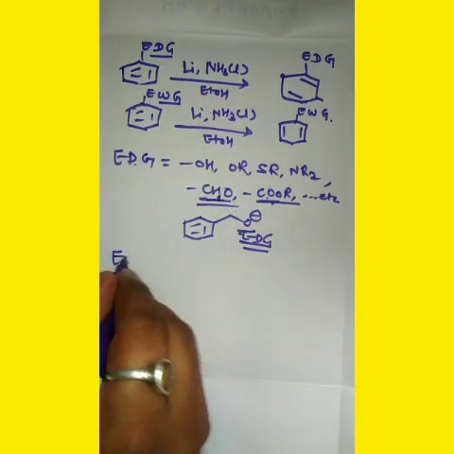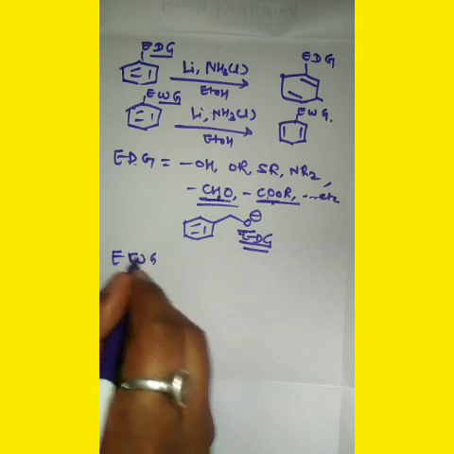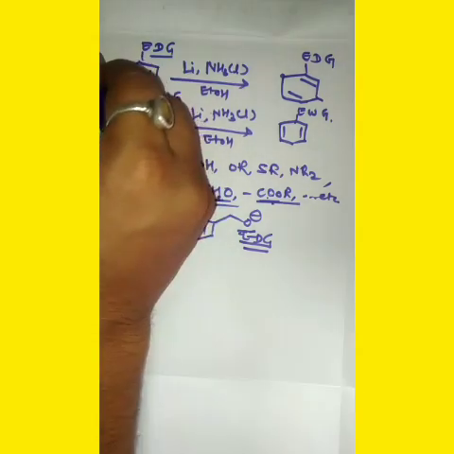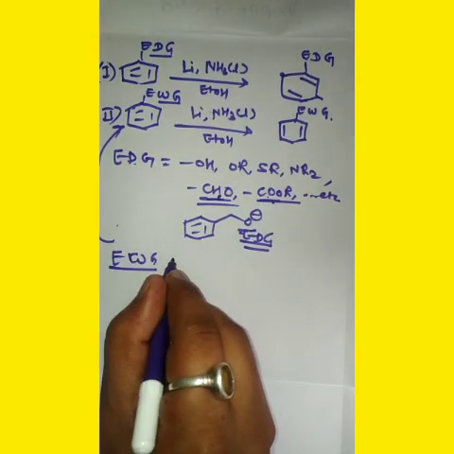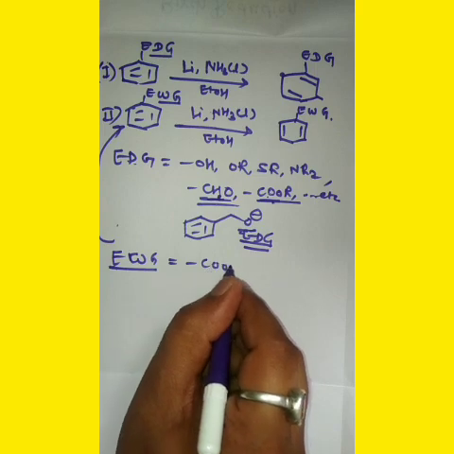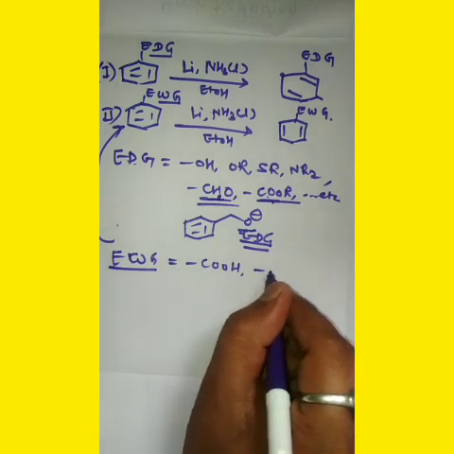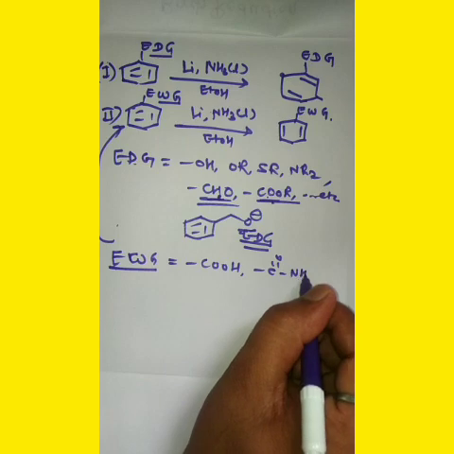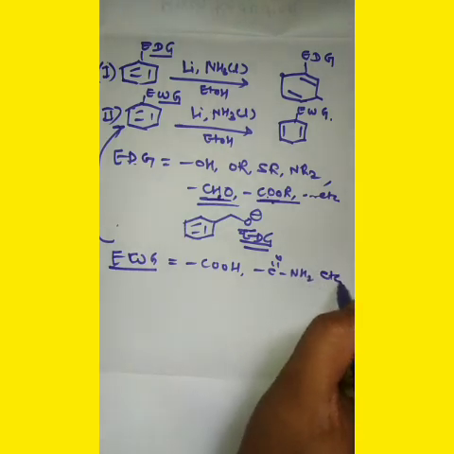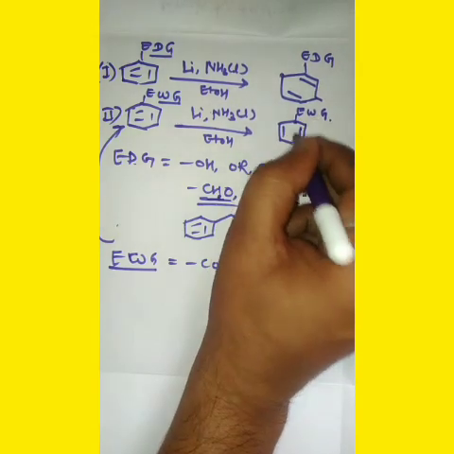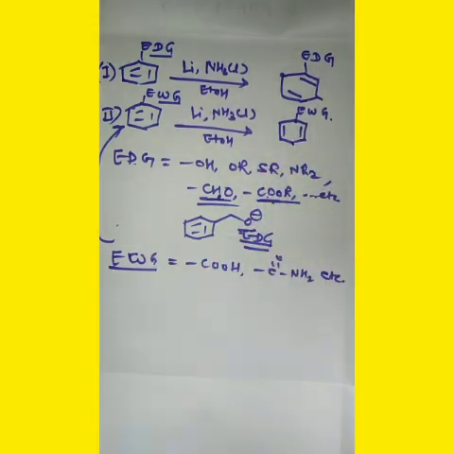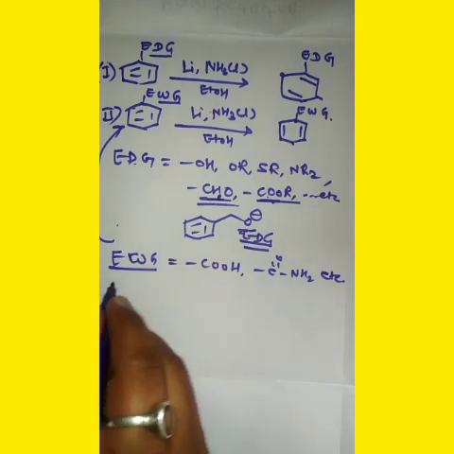Then the electron withdrawing groups are the second category. This is the first category, this is the second category: an aromatic ring having electron withdrawing groups, for example COOH group, C double bond O, NH2 group, amide groups, etc. In such cases, the reduction happens at the ipso and para positions.